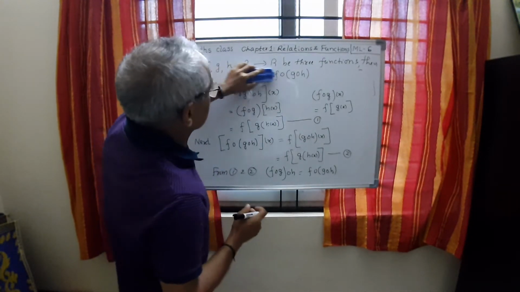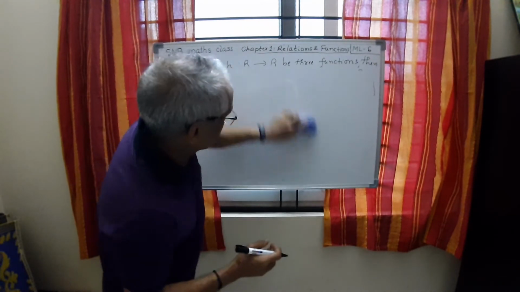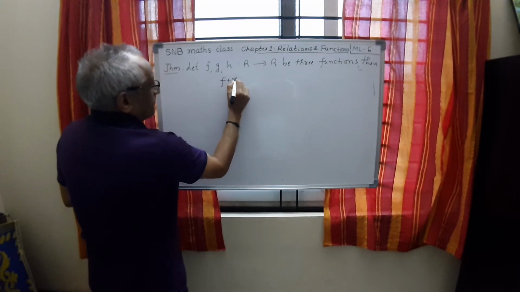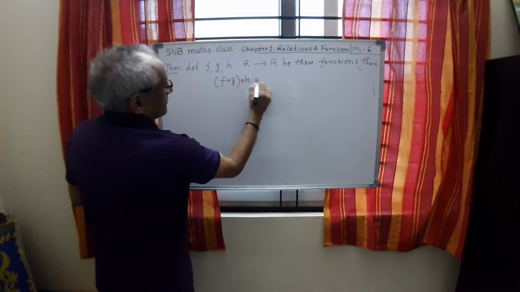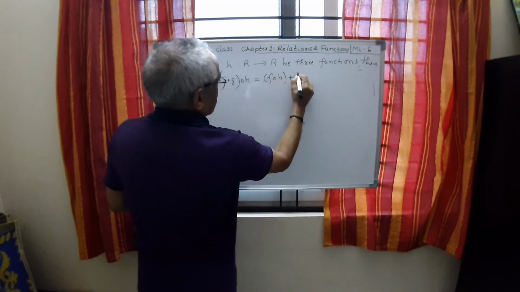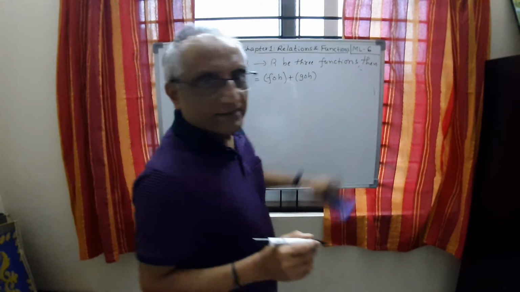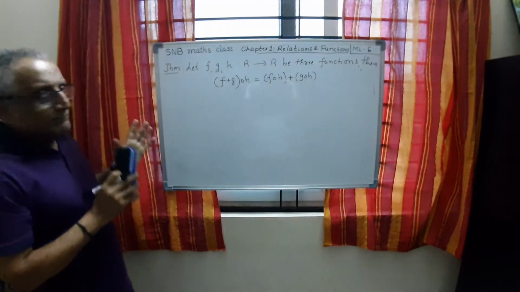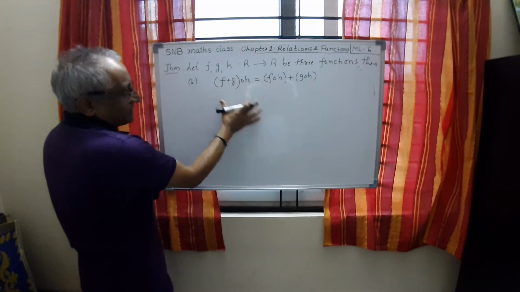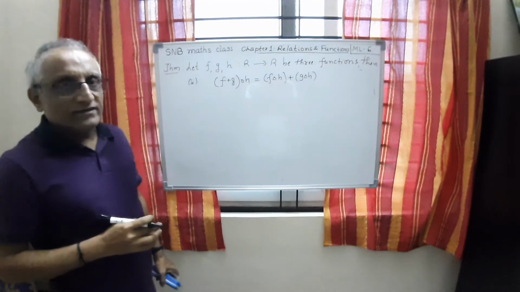The second property, that is the distributive property, says this: f plus g of h equal to f of h plus g of h. So now the same method. This is the second. Take left hand side, simplify. Take right hand side, simplify. Show that both are equal.